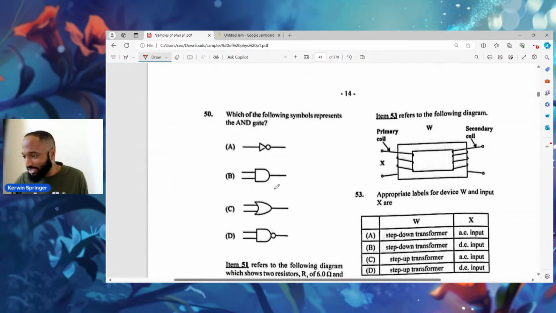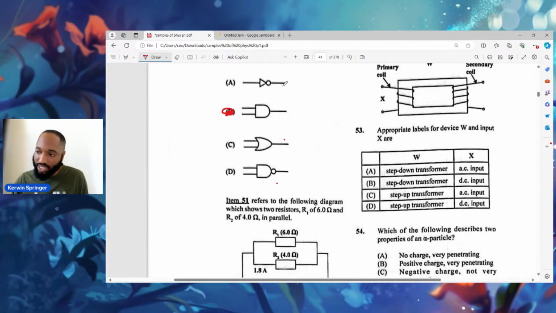Which of the following symbols is the AND gate? Well, this is our AND gate here. This is a NAND. This is an OR. This is a NOT.